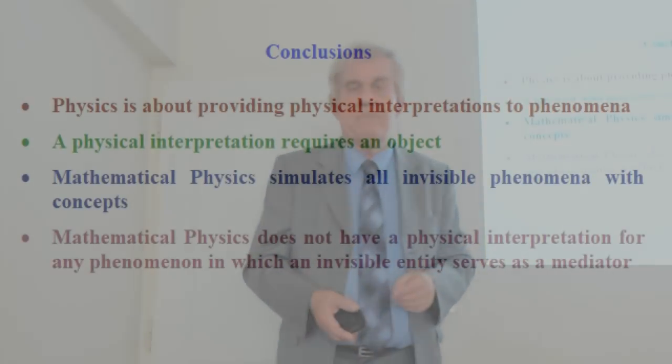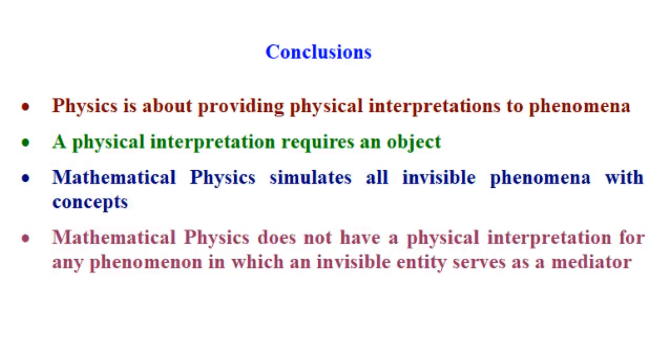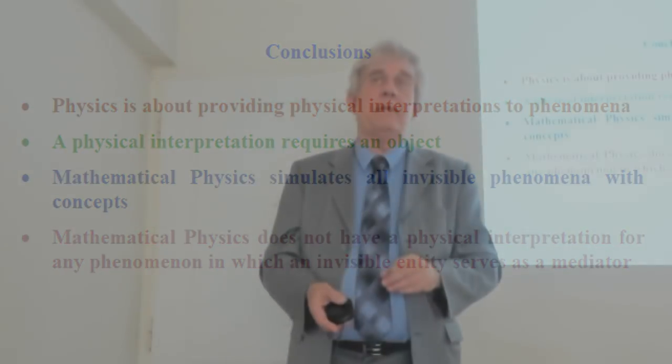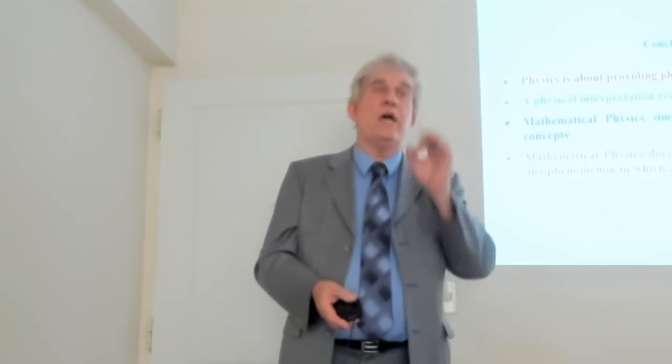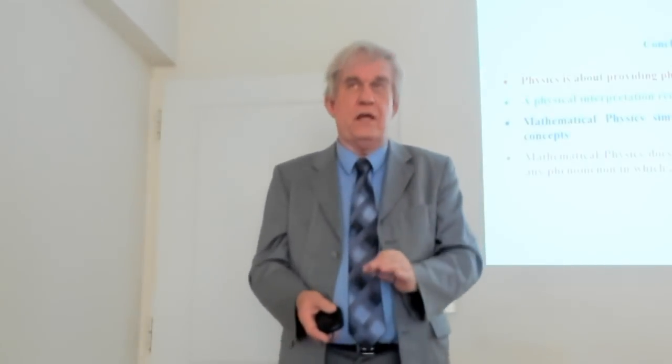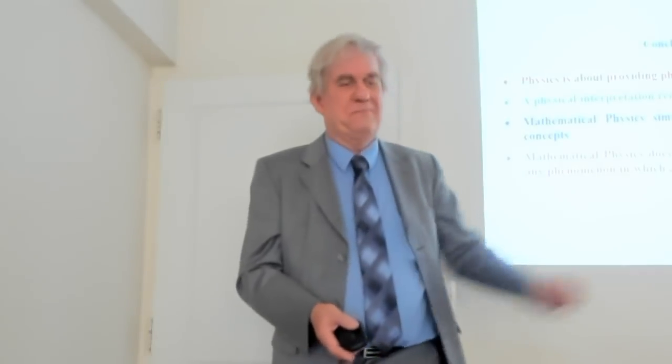And so here are the conclusions. Physics is about providing a physical interpretation to phenomena. A physical interpretation requires an object. You do need objects. You can't do it with concepts. You can't move concepts around. Mathematical physics simulates all invisible phenomena with concepts like energy, mass, force, time, and field, right? And mathematical physics does not have a physical interpretation for any phenomenon in which an invisible entity serves as a mediator. You will not see it. And of course, that's why today we have no explanation. We have a description, but we have no explanation for how a magnet attracts another. I do. That's it for that one.